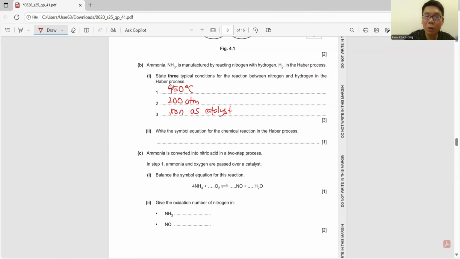Part 2. Write the symbol equation for the chemical reaction in the Haber process. We know it is N2 plus H2 become NH3. And then do balancing. Nitrogen has 2 here. Here we need to times 2. So this one is done. And here, already fixed, we have 6 hydrogen. So here also we need to have 6 hydrogen, times 3. Then it is complete.